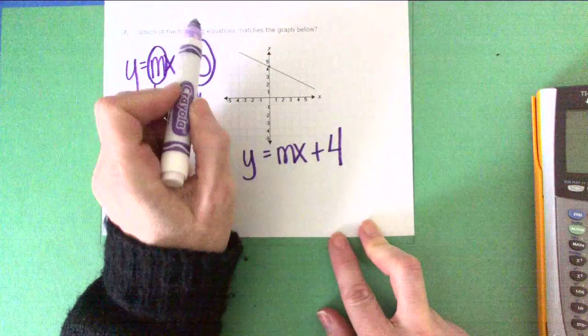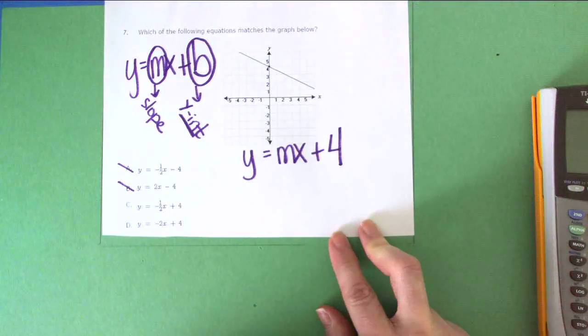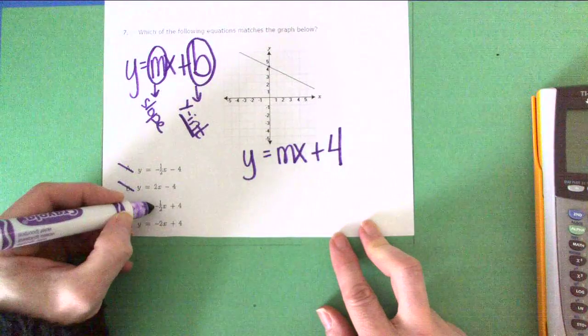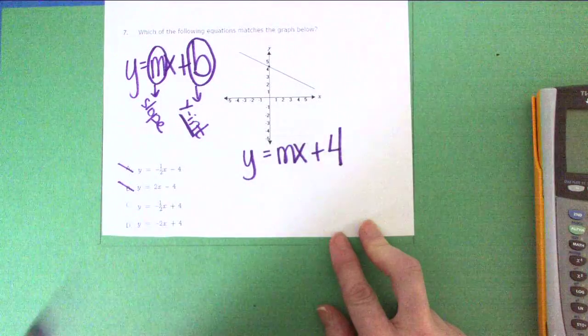Now, the other thing I can tell, I just know intuitively that this line, because of the way it's going downward from left to right, has a negative slope. So if I look at C and D, that doesn't help me too much. Both C and D also have negative slopes. So now I'm really going to have to calculate the rise and the run.